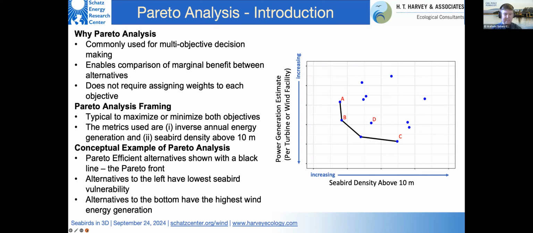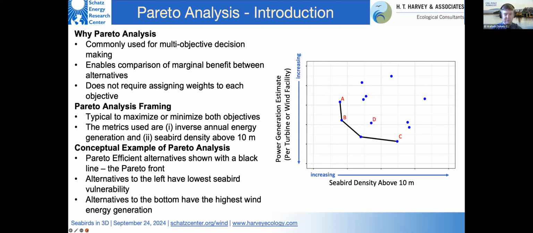For example, we can see the point labeled with an A has the lowest seabird density of all of these conceptual alternatives and therefore falls on the Pareto front. If only seabird density was considered, this is the alternative that would be selected. As we move down to point B, we can see that this point has more power generation than point A, but also has higher seabird density, representing a compromise. Jumping all the way to point C, we can notice this point falls on the Pareto front, as no other point has better power generation. This is the alternative that would be selected if only power generation were considered.